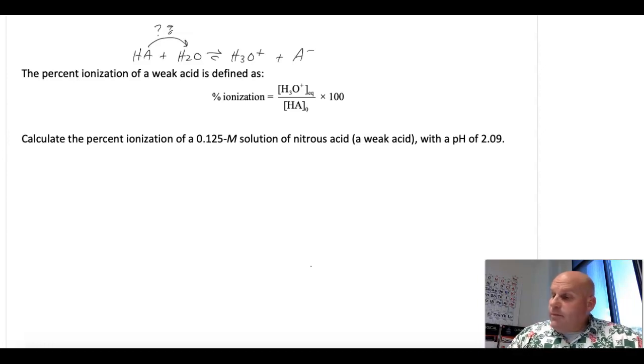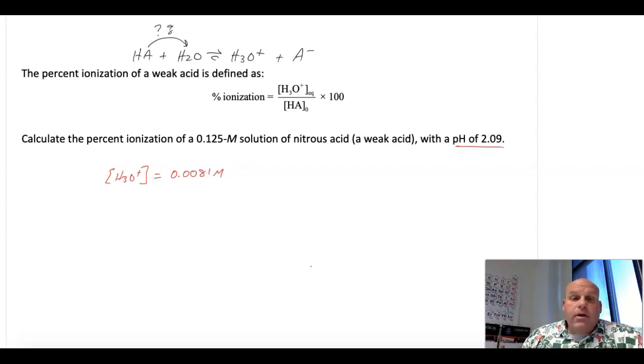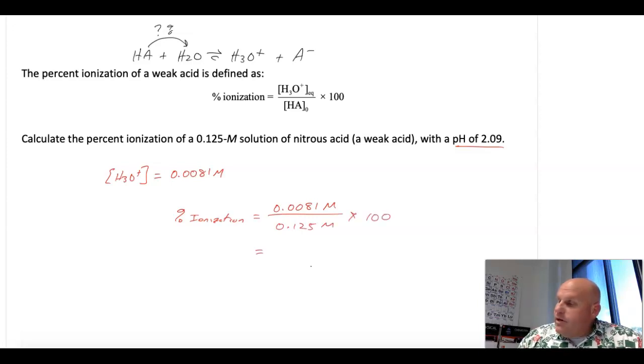As we know from earlier sections in this chapter, since they give us the pH of 2.09, I can calculate our H3O plus concentration. If I take the inverse log of negative 2.09, I get an H3O plus concentration of 0.0081. Now I can calculate my percent ionization because I have my H3O plus concentration, and of course I have the concentration of the weak acid that I started with. Times it by 100 to make it a percent, and I get 6.5% as my percent ionization.